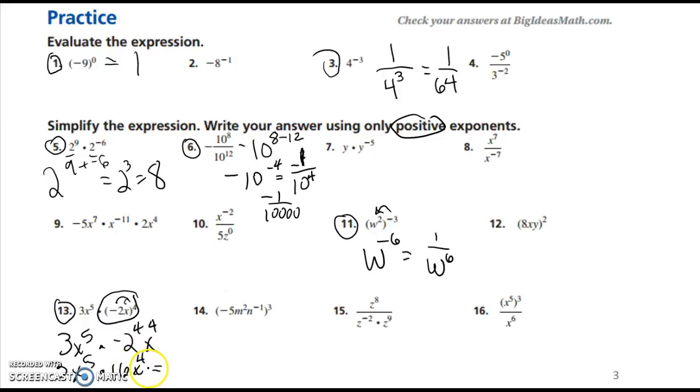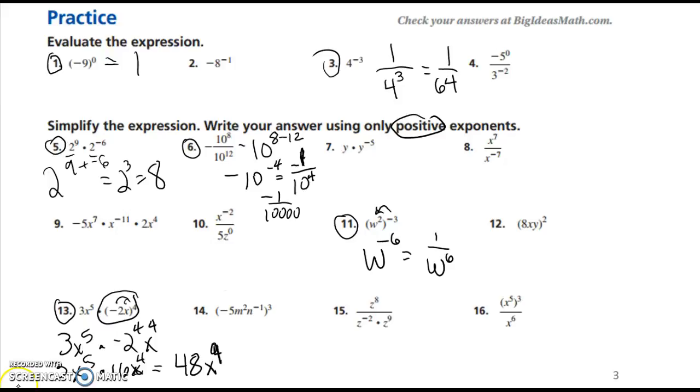And now we're going to multiply these two together. 3 times 16 will be 48. And for the x's, we are multiplying, so we'll add the powers, 5 plus 4, and get 9. We'll try the other ones in class tomorrow.